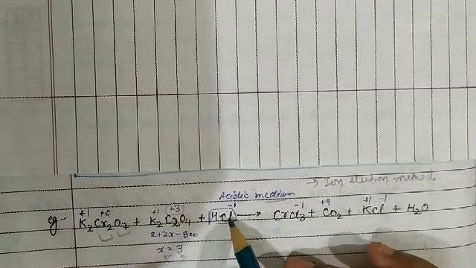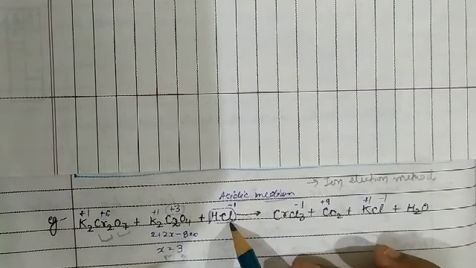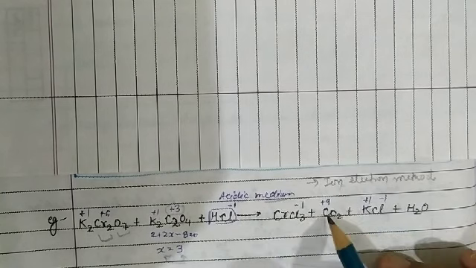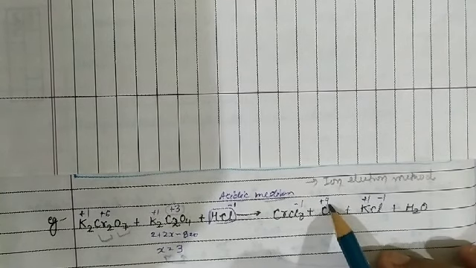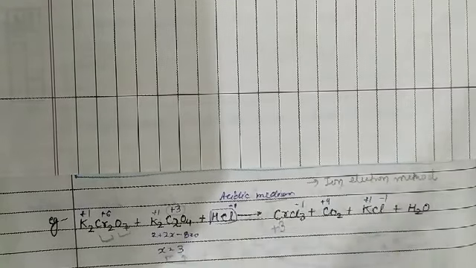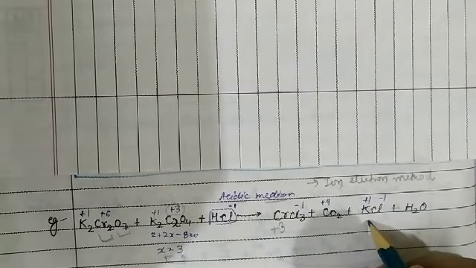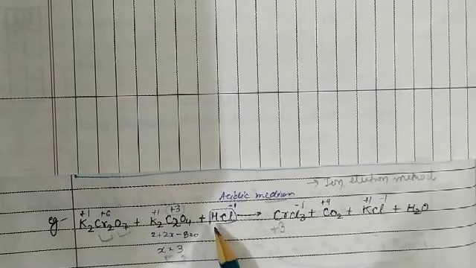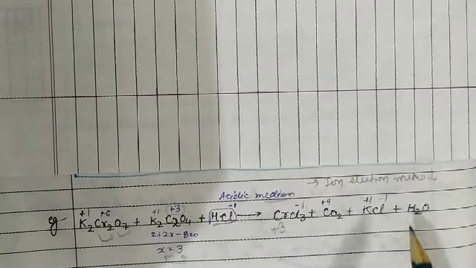Now the oxidation state of Cl is -1, and the oxidation state of carbon is +4. The oxidation state of chromium will be +3. The oxidation state of potassium is +1 and Cl is -1. See, balancing is done in acidic medium, which means H plus and water will remain.